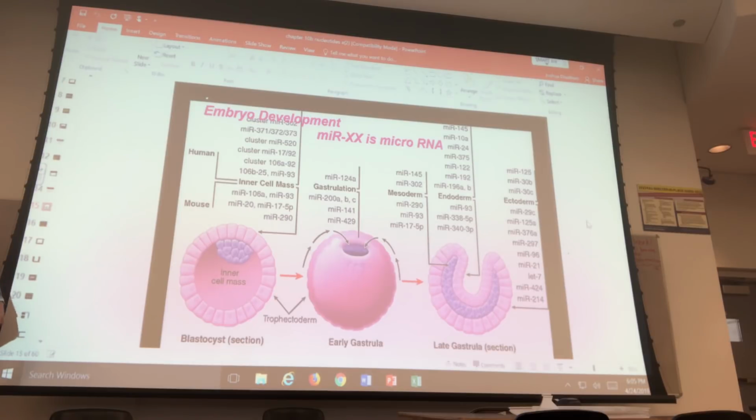MicroRNAs, there's lots of them, don't worry about memorizing them. Just the general feature of microRNAs that you learn in this class is that they're heavily involved in embryonic development. When an organism is in development, it uses microRNAs to regulate transcription and the expression of genes. MicroRNAs are critical for the development of organisms, for the development of embryos.